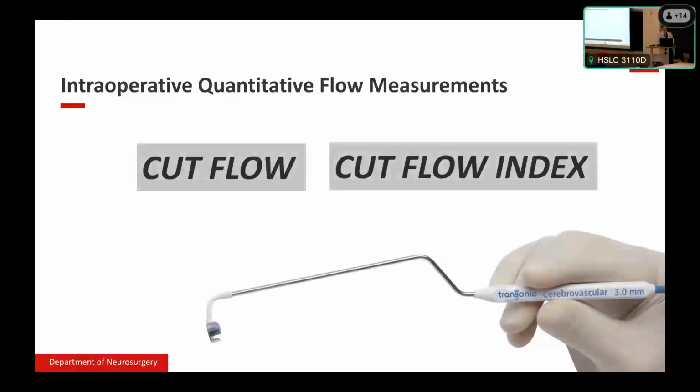So these are the two terms that we use with the microflow probe. This is what it looks like. It's Transonic. It comes in multiple different sizes. It has that flexible arm at the front, and essentially that little hook will hook around the vessel. And I do have a video to show that just to give you a sense of what that technique looks like.